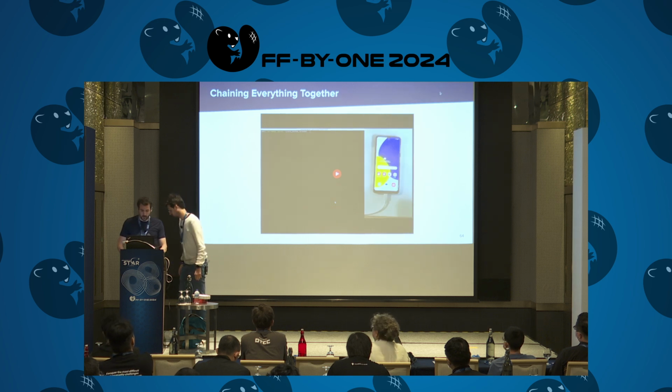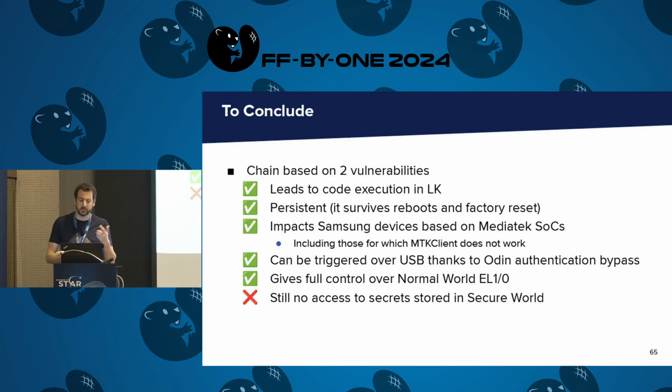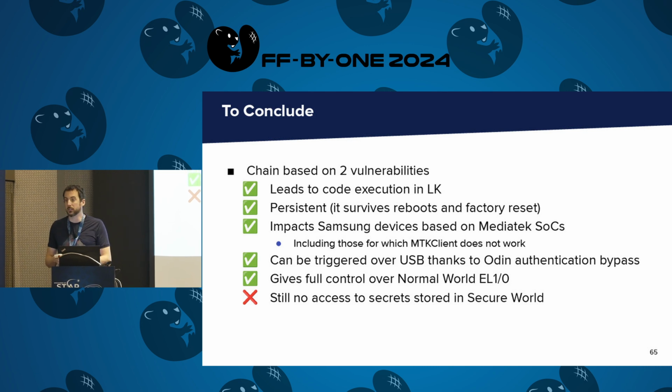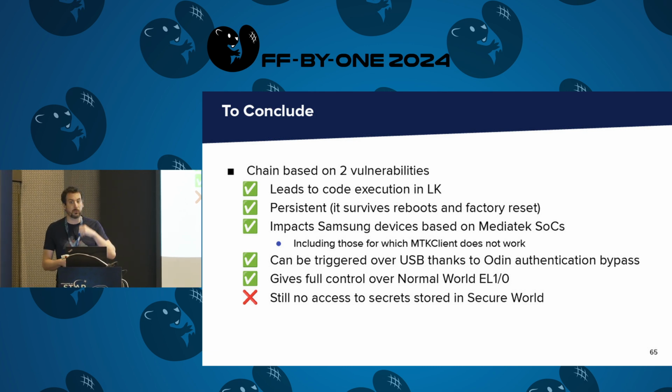Okay. To conclude on the first part of this presentation, we have a chain of two bugs that chain together and lead to code execution in the kernel. It is persistent. It impacts many Samsung devices of the Galaxy A family, which is based on Mediatek System-on-Chips. And we can trigger this through USB and take control over the full normal world, which includes Android. But there are still some secrets in Android that are stored and protected within the secure world, and they are still hidden from us.